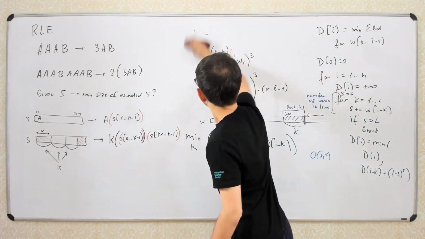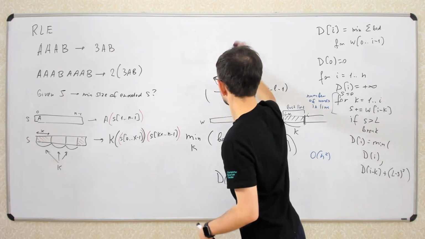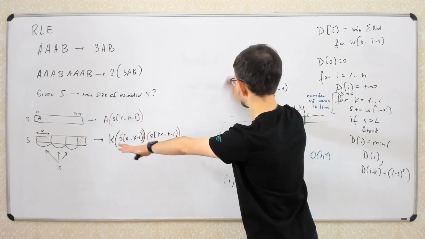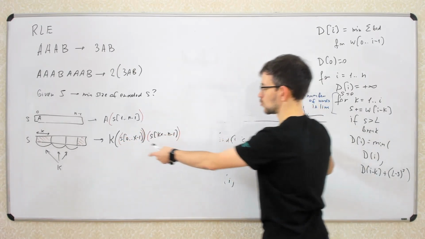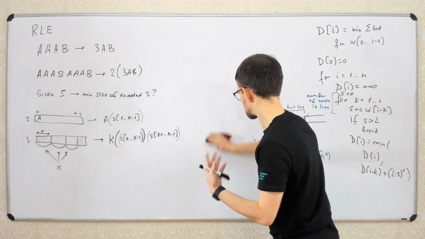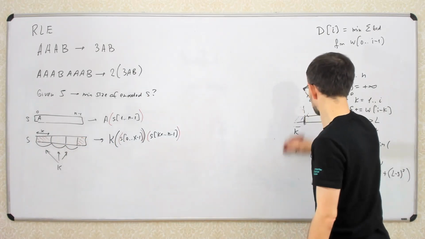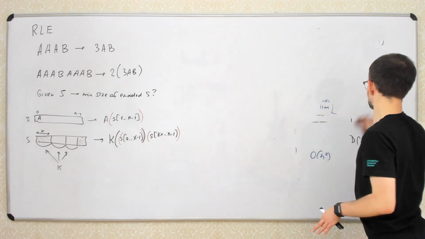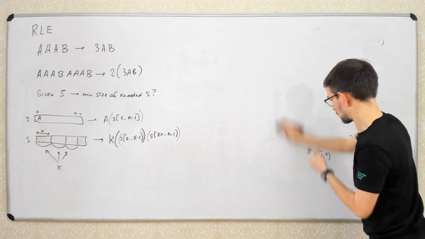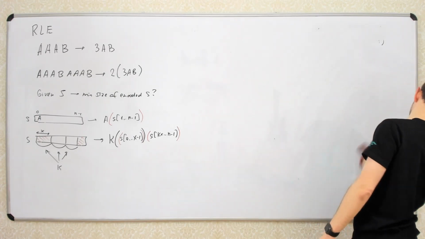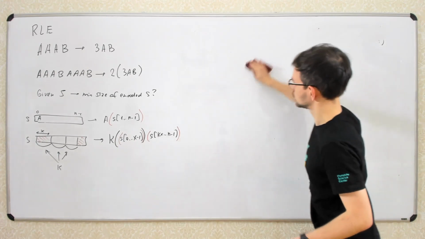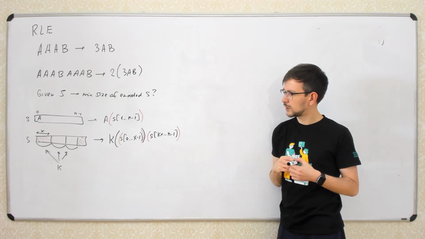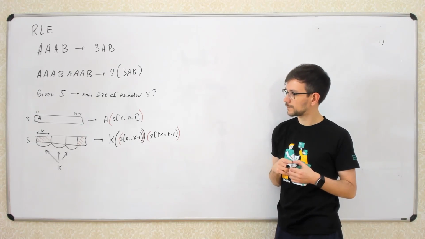That's all. This is basically the two options we have. Again, the first option is just to leave the first character as it is, and the second option is to make the first character a part of some repetitive string. Good.